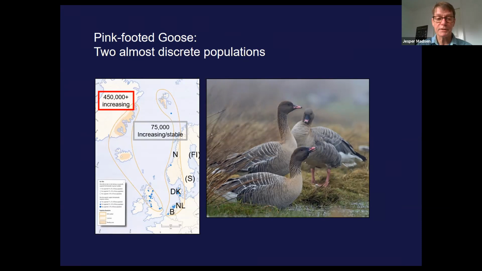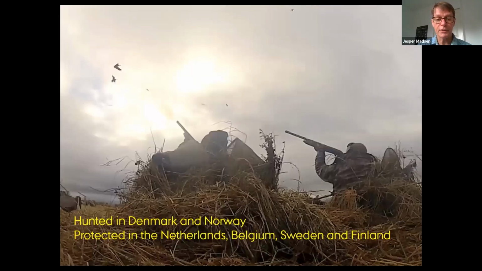This is a much smaller population, about 75 to 80,000 individuals, which has been increasing for a long time and has now been stabilizing as an effect of the adaptive harvest management program that we have been running since 2012. This population is hunted in Denmark and Norway, while it is protected in the Netherlands, Belgium, Sweden, and Finland. So primarily two countries are concerned with the harvest and the crippling issue.